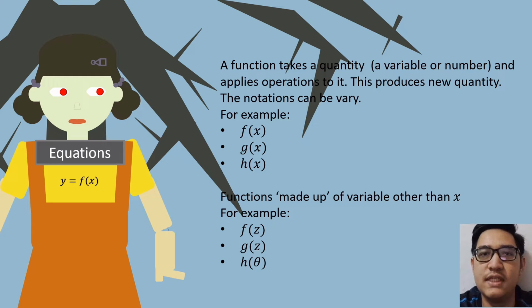A function, which we usually denote f(x), pronounced as f of x, refers to a relationship between quantities. Y equal to f(x): y is equal to an expression made up of x. Next, a function takes a quantity that can be either a variable or a number and applies an operation to it, which produces a new quantity. The notation is not fixed to f(x). It can vary, for example f(x), g(x), h(x), or triangle x. We can also have functions made up of variables other than x, like f(z), g(z), and h(theta).